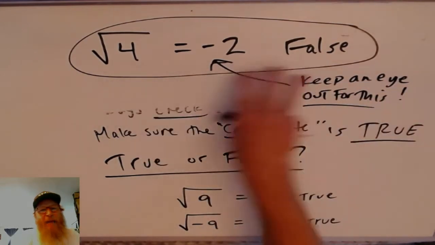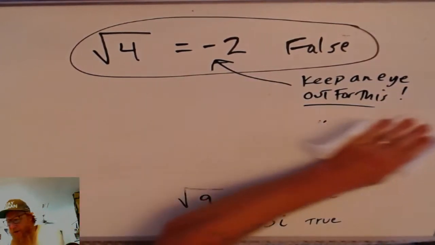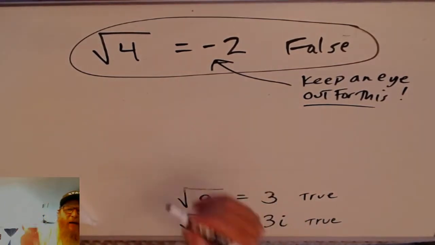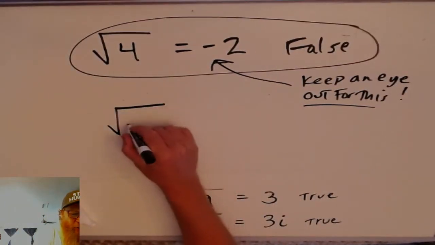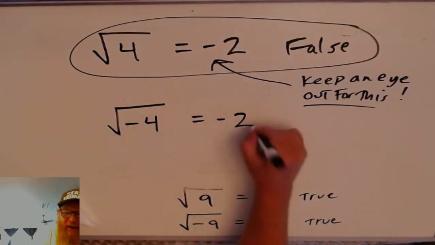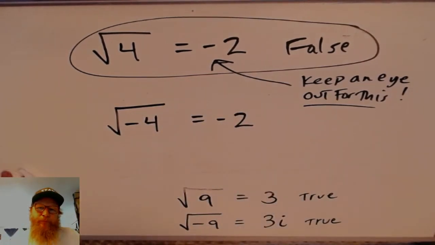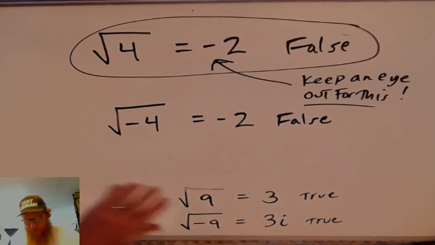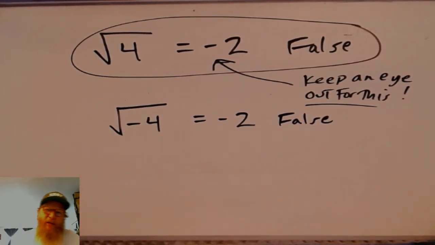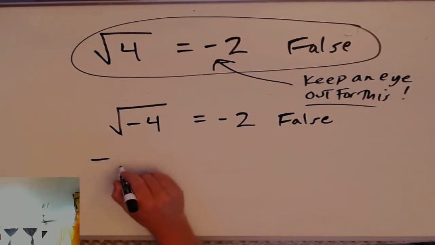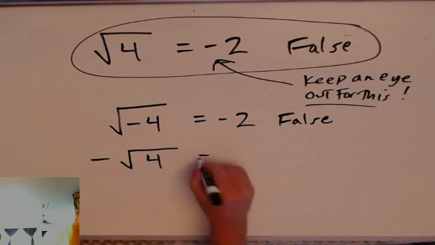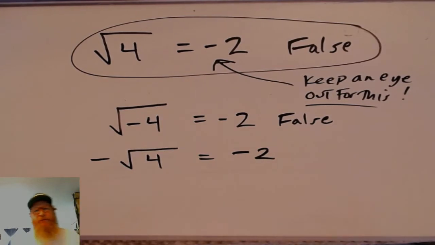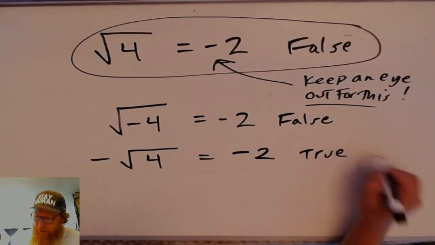If this type of thing happens, it's not always going to be a 4 and a 2, but something like that. Let's do another one. The square root of negative 4 is negative 2. That's also false. The square root of negative 4 is not negative 2. How about negative the square root of 4 is negative 2? That's actually true.